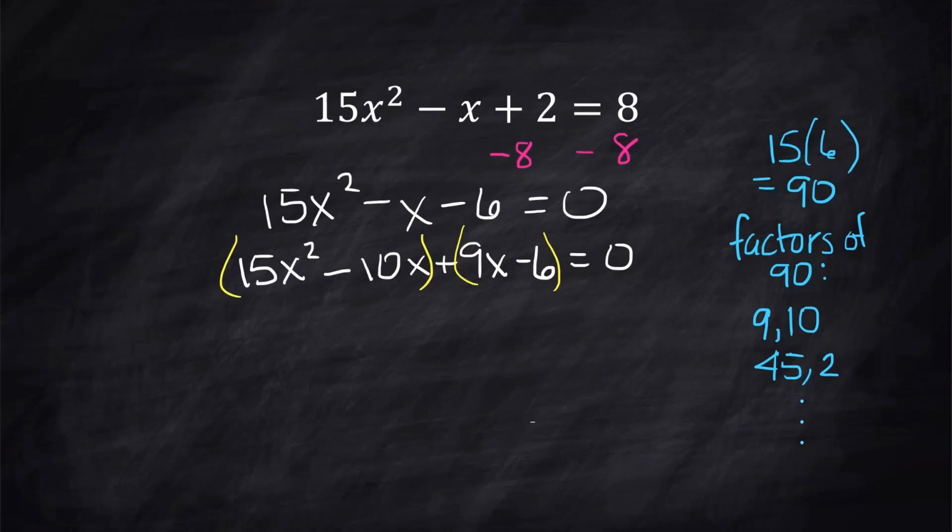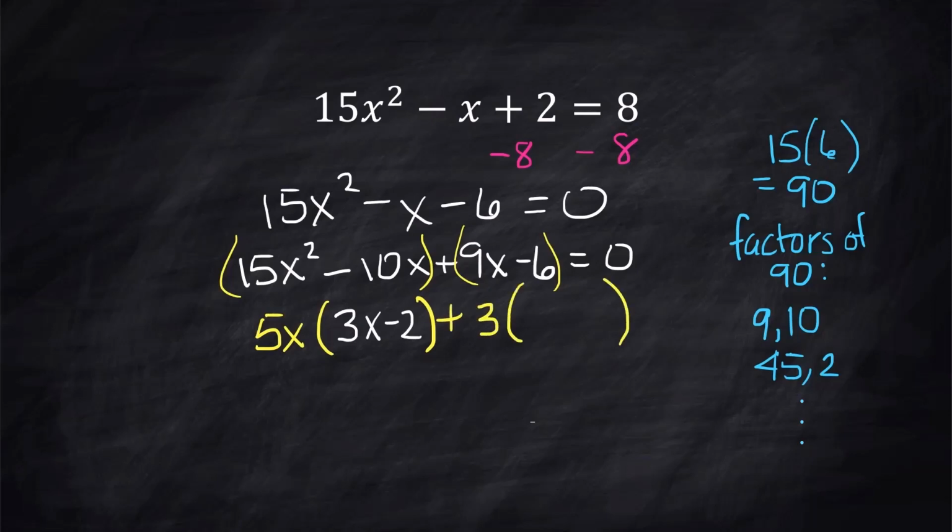So in the first one, what can come out of a 15x squared and a -10x? Well, it's going to be a 5x. So I'm going to pull those out and I am left with 3x minus 2. Now for the back end here, I need to pull out a 3. That's the only thing I can take out of a 9 and a 6. And I'm left with 3x minus 2. You know you did factoring by grouping right if what's in the parentheses is the same.